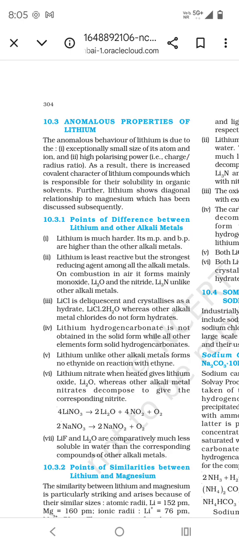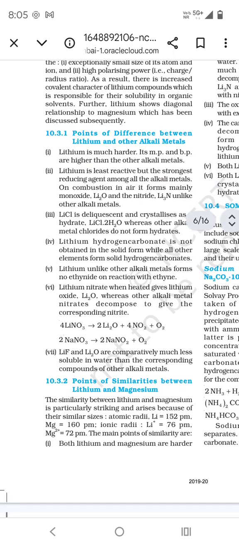Anomalous properties of lithium. The anomalous behavior of lithium is due to the exceptionally small size of its atom and its ion. High polarization power. As a result, there is increased covalent character of the lithium compounds, which is responsible for their solubility in organic solvents. Further, lithium shows a diagonal relationship to magnesium, which has been discussed subsequently.